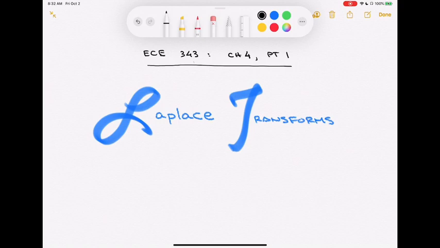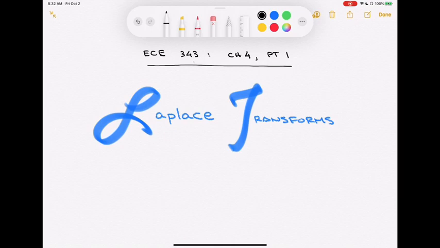What I believe many people will find is that some of the operations that we need to do in the time domain are hard. So solving a differential equation is difficult in the time domain. Solving a difference equation is difficult in the time domain. Doing operations like convolution are difficult in the time domain.